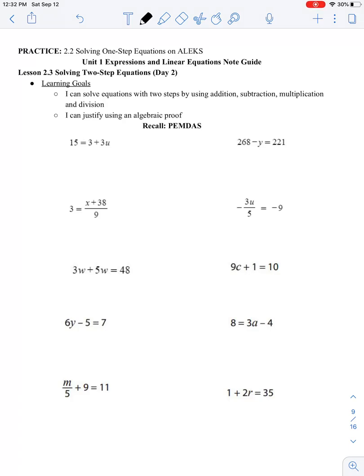This is lesson 2.3, solving two-step equations. We are going to first recall what PEMDAS is. For PEMDAS, we use it for order of operations when we have a problem that looks like this.